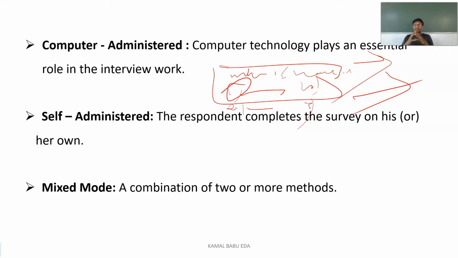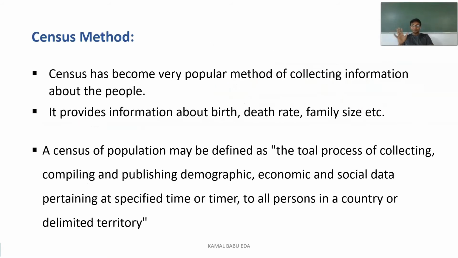Next we will see what is self administered. Self administered means the respondents complete the survey on their own, they are administering themselves. Next, mixed mode. We might have computer assisted, personal assisted administered survey, or self administered survey. Using any 2 or 3 types of survey methods is called mixed mode. So this is regarding the surveys.